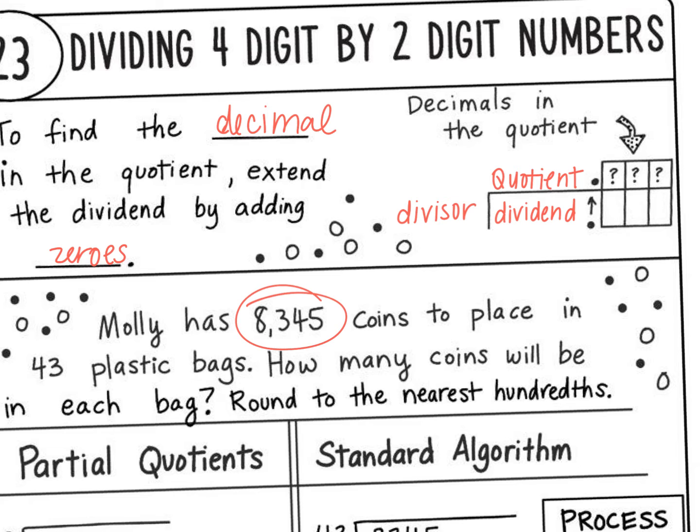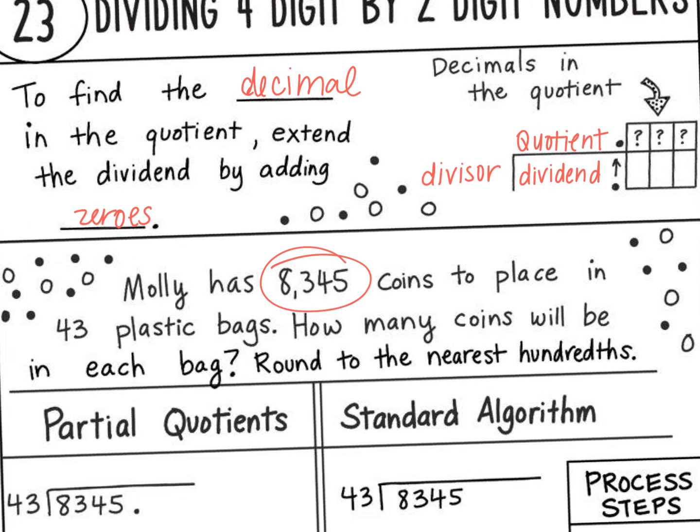So I'm going to circle my numbers. And I want to underline my question. How many coins will be in each bag? So each is a key word. And right now, I'm going to ignore round to the nearest hundredths because I'm not using decimals. So we're not going to be rounding today. When we do decimals later, we will. Okay? So let's look at the standard algorithm side.